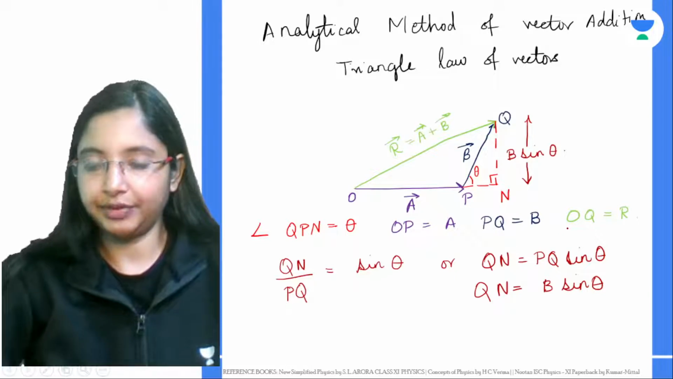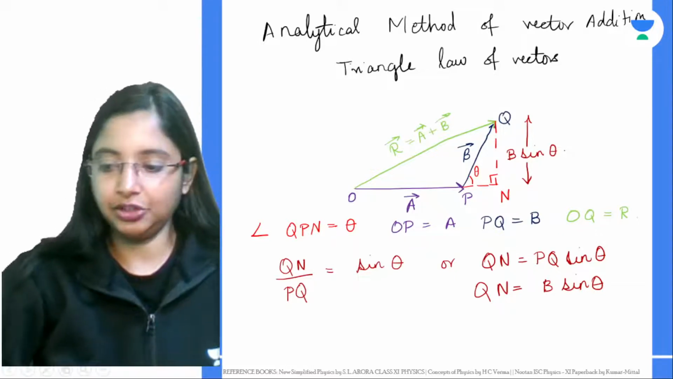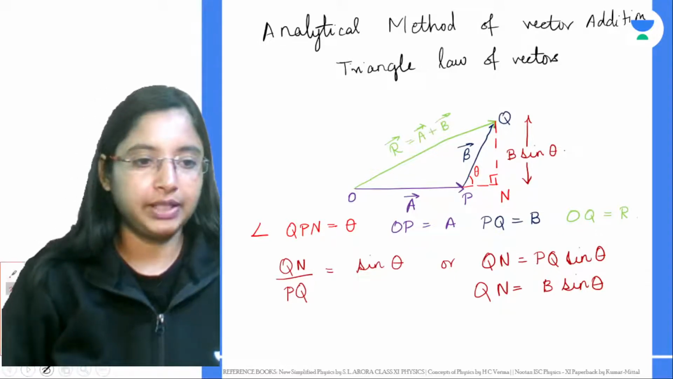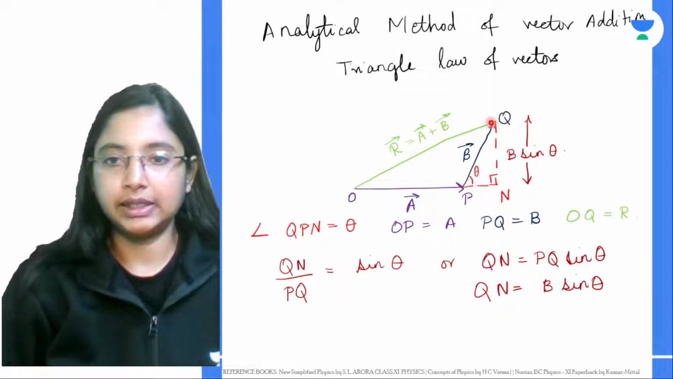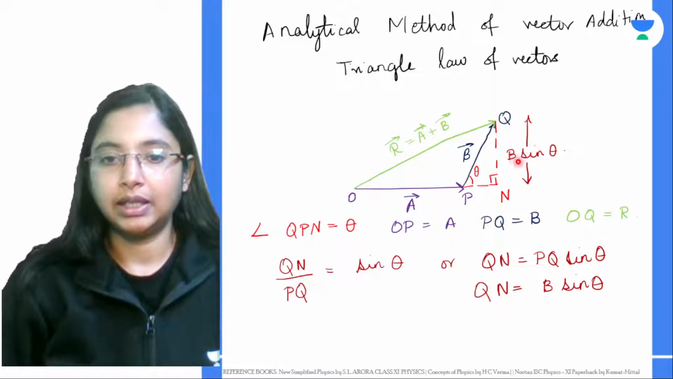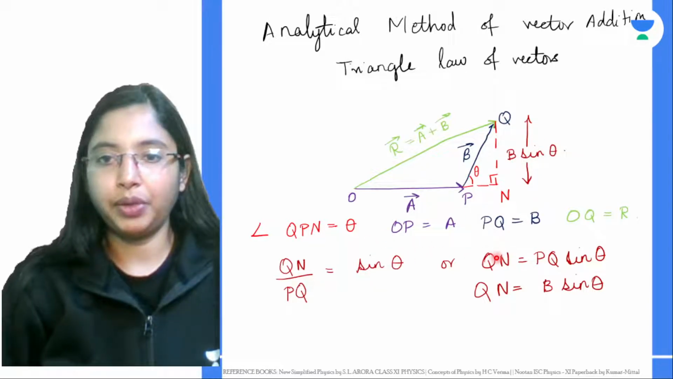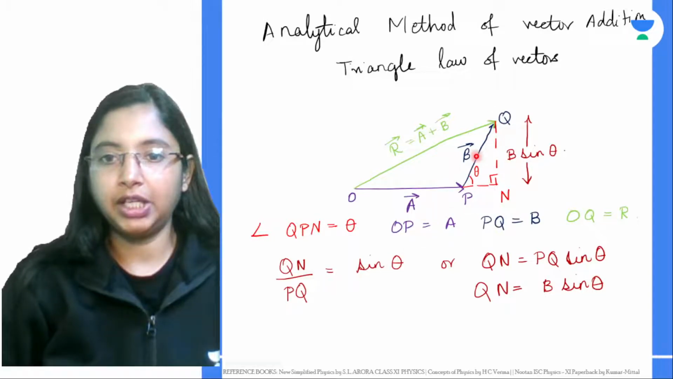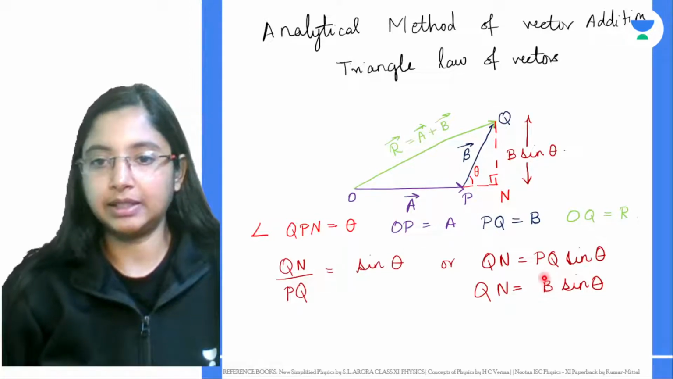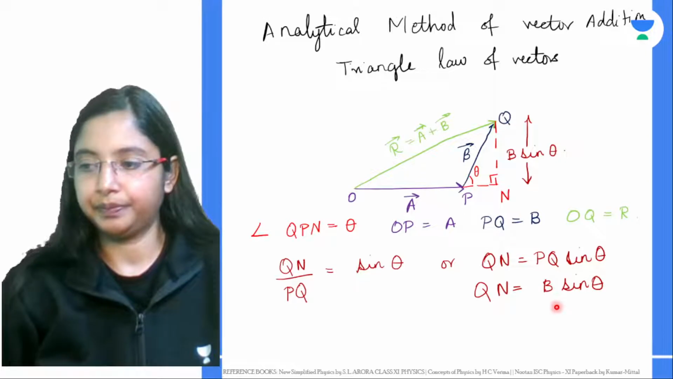If you still have any questions, just ask me in the chat box. This is very simple. This is QN and this is PQ. We have taken this angle. Perpendicular by hypotenuse gave us sine theta. So this side QN is PQ into sine theta, and PQ is nothing but B. That side has a magnitude of B.